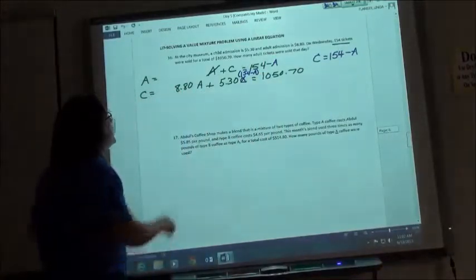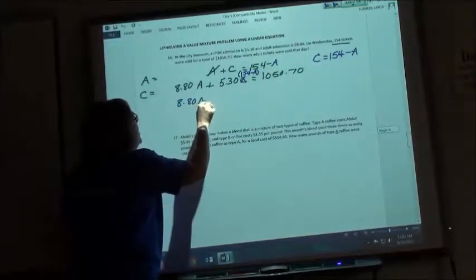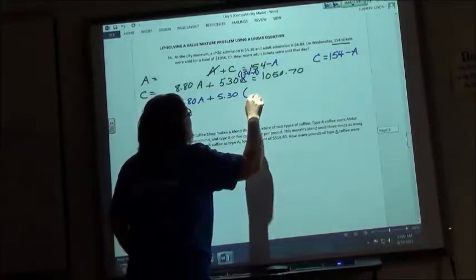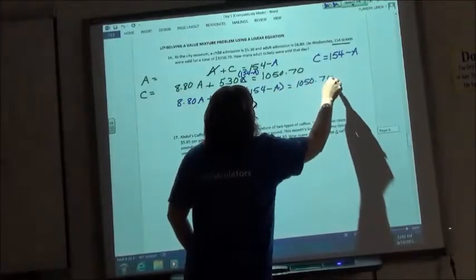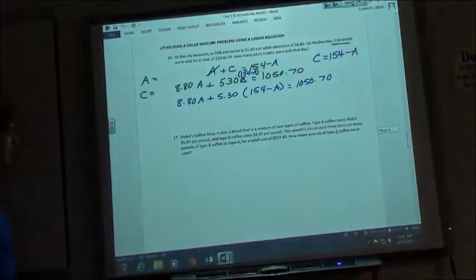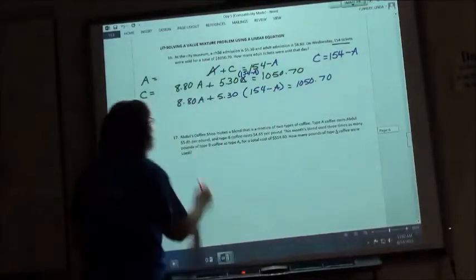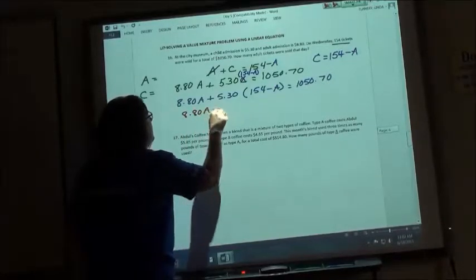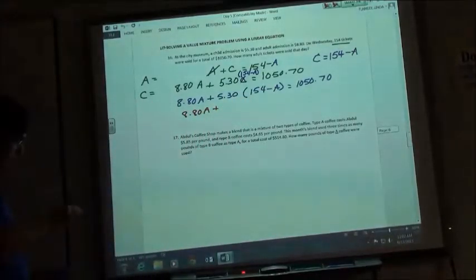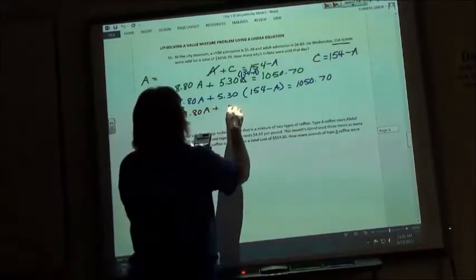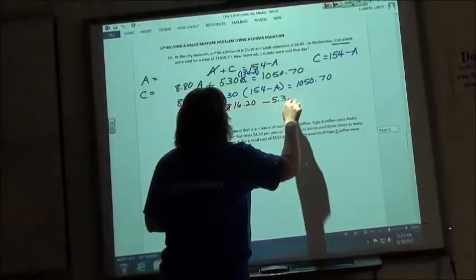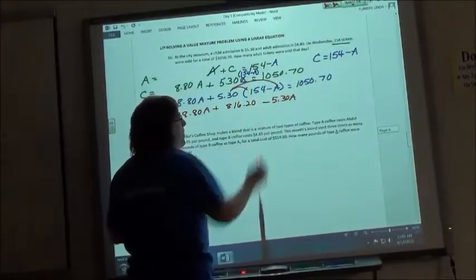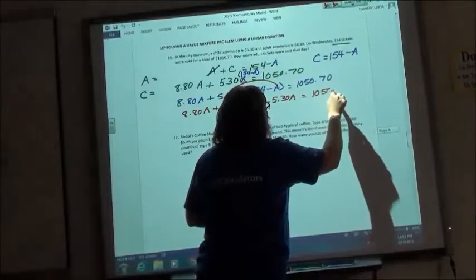So if I rewrite that second equation, 880A plus 530 times 154 minus A is going to equal 1,050.70. Now I can go ahead and use my distributive property. So 880A plus 530 times 154 is $816.20, minus 530A, using my distributive property here, equals 1,050.70.